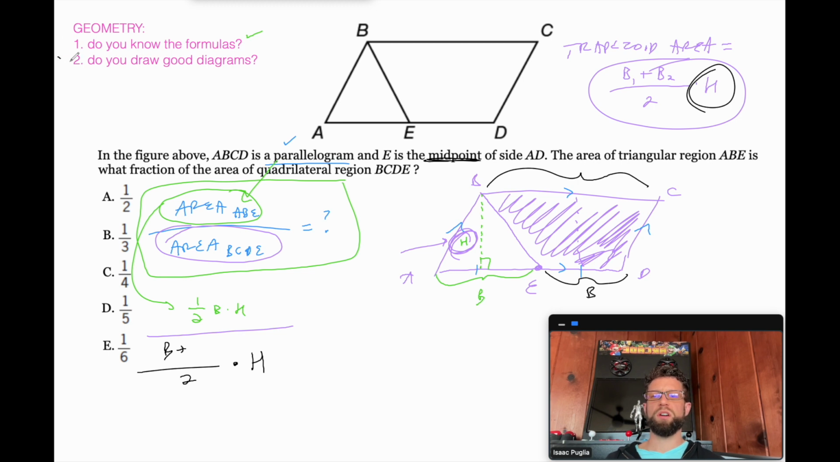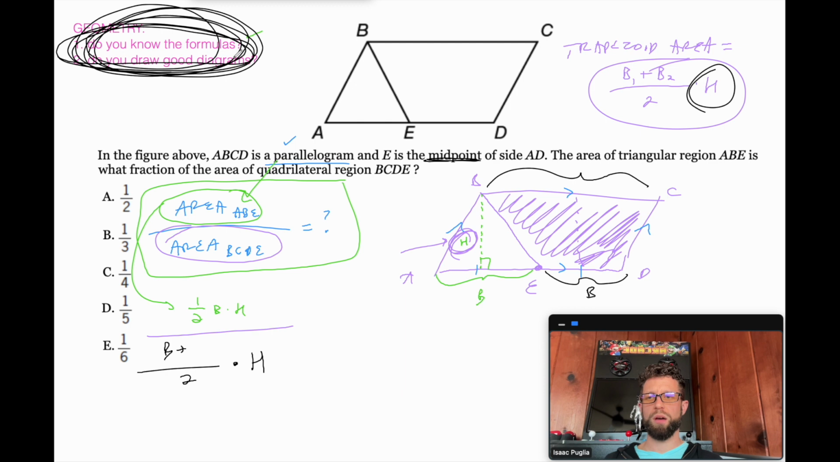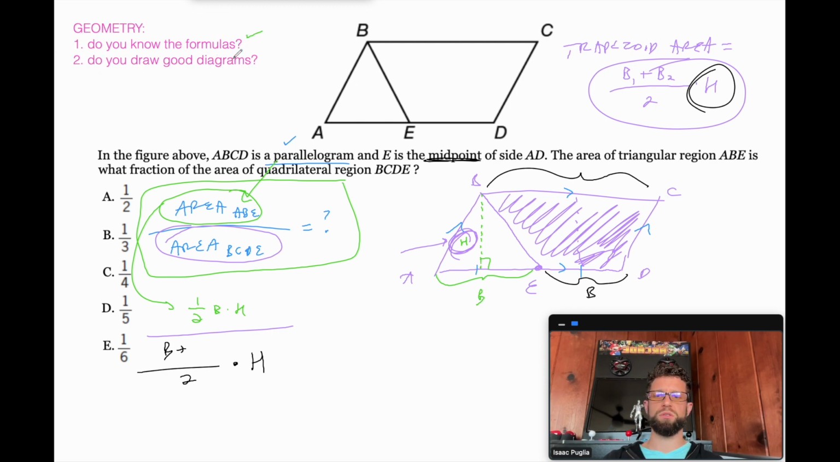And this is where it's really going to come back to this thing that I left off the lesson with, that I'm going to preach about a lot on geometry questions if you follow my stuff: do you know the formulas? Do you understand what a parallelogram is? Have you taken the time to really memorize it, really understand it? And if you haven't, again, you're making this thing harder than it needs to be.